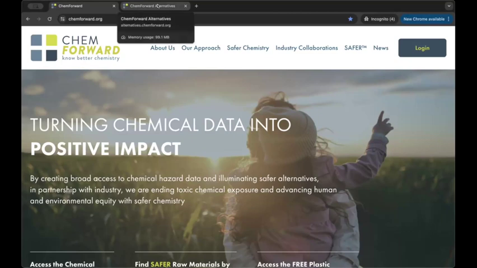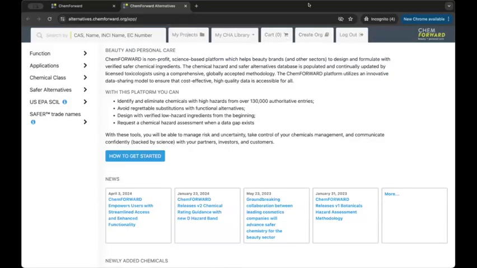So I will tab over to here. This is where I've logged in. You'll notice that this says beauty and personal care. This means that I'm logged into our beauty and personal care vertical. We do have other verticals, such as for consumer electronics. We have one for plastic additives. So we're using the beauty personal care vertical today.